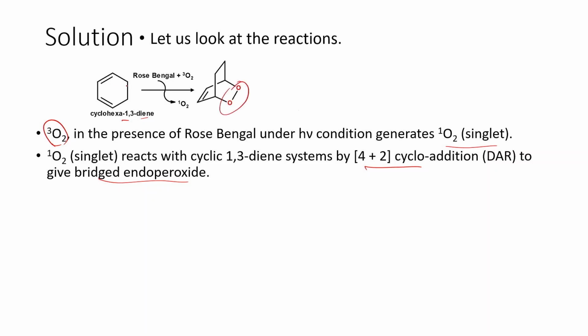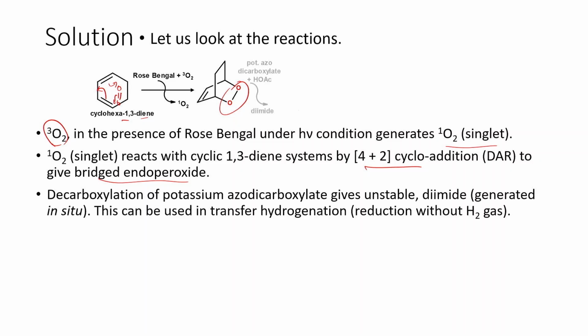So this alkene, and we have the oxygen O=O double bond. These two will form like this. So we end up with a Diels-Alder reaction, and the Diels-Alder reaction produces the bridged endoperoxide as shown here. So this is the first step. And in the second step, the potassium azodicarboxylate in the presence of acetic acid produces the diimide.